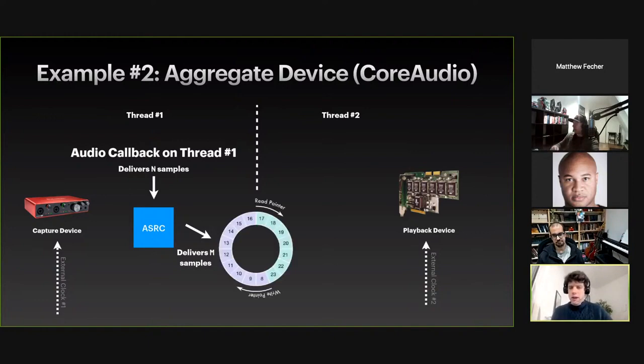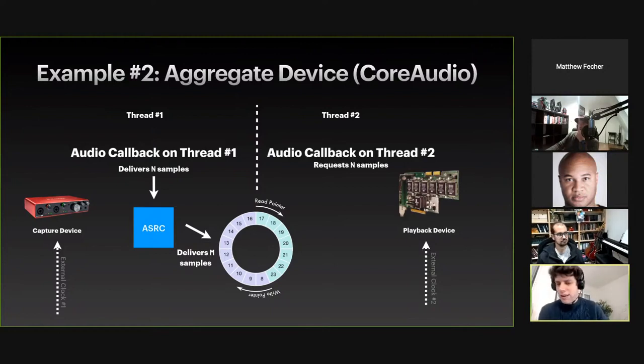Now this will go into a ring buffer. And now on thread two, on the playback device, we get a callback, but the callback is requesting n samples again, right? But we only have m samples. So this is always a problem with aggregate devices on Core Audio or WASAPI or JUCE, this mismatch. And the only way to get around this mismatch is to make this ring buffer sufficiently large. Because it will even out in the end: if m is bigger than n, then the rate of callbacks on thread one will be lower than the rate of callbacks on thread two. So if you average that out over a long time, it will work out. There will be no underruns, but you have to average it over a long time. So that means that this ring buffer has to be really large in this case.